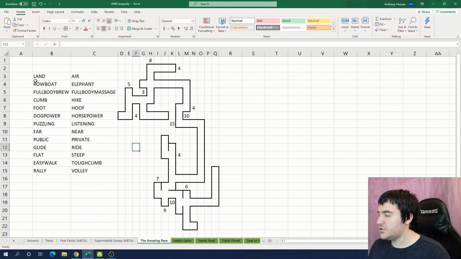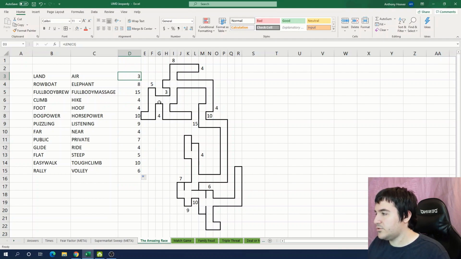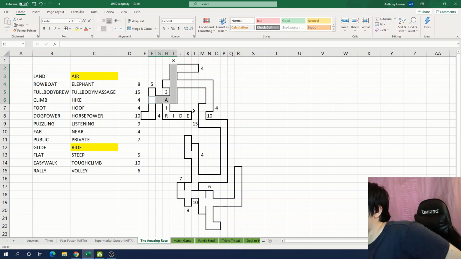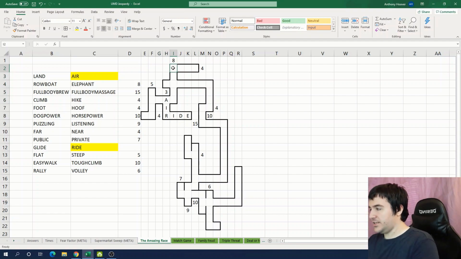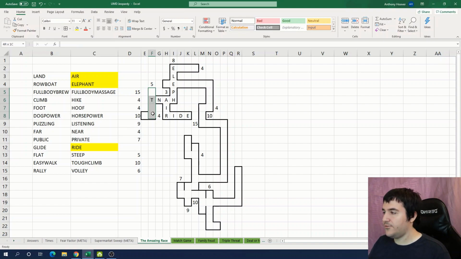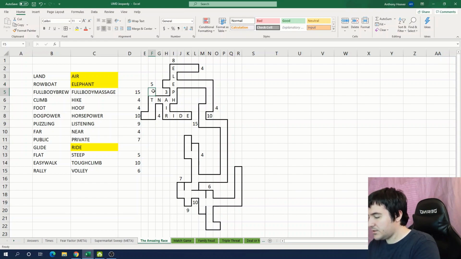Okay, so now I have to enter these new answers into the grid. There's only one three-letter answer, and there's only one three-letter place in the grid, so air must fit in there. Do we have a four-letter answer that begins with an R? Ride. Okay, so ride goes there. So we need an eight-letter answer with an A in that spot, and the only eight-letter answer is elephant. Now I need this five-letter answer that goes down and around the corner with a T. It's steep. This four-letter answer has an E at the end. There could be multiple. Nope, just hike.